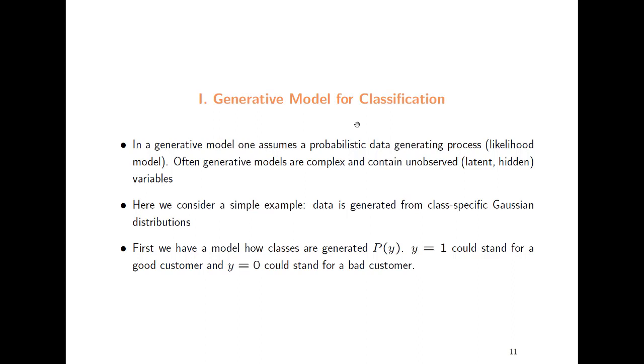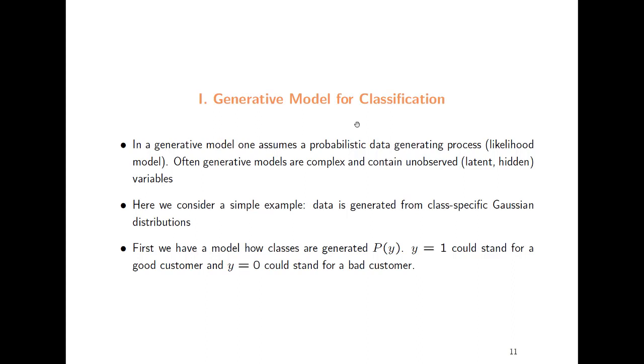So we are starting with the idea of generative models for classification. In general, in a generative model, one assumes a probabilistic data generating process. So you can think of this as a likelihood function. You have an explicit model for the likelihood. Before, we typically modeled the probability of the class given the input, and here it's the other way. We are modeling the input given the class.